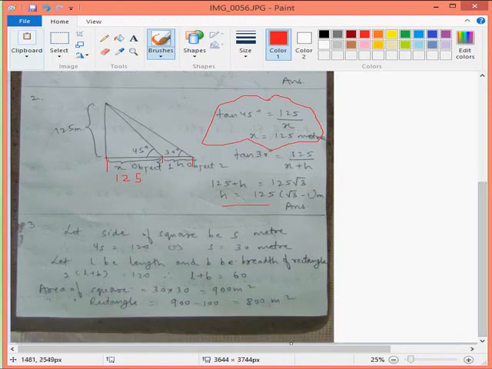Coming to our next question. Question number 3. It has been told to us that the perimeter of both the square and the rectangle is 120 meters.